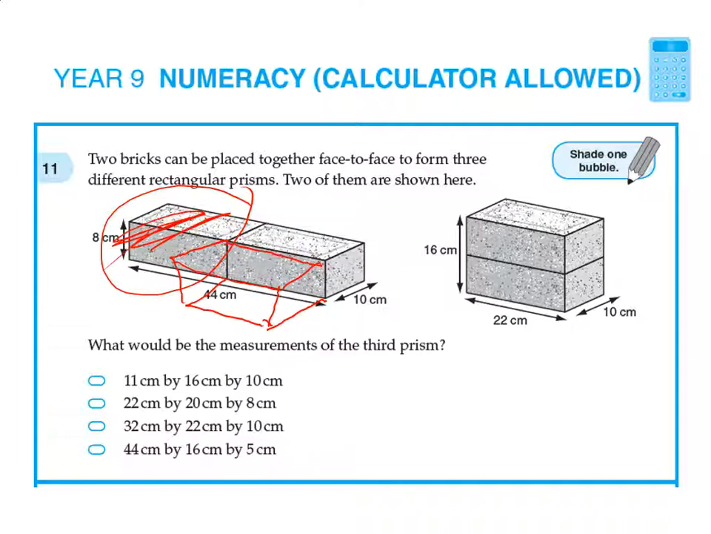If you think about it, this side is the same as this side, which is 22 centimeters. The height is 8 centimeters. And because it's 10, another 10, altogether it will be 20. So which one is the dimension for that? 22 by 8 by 20, so 22 by 20 by 8. This is the answer. Move on.